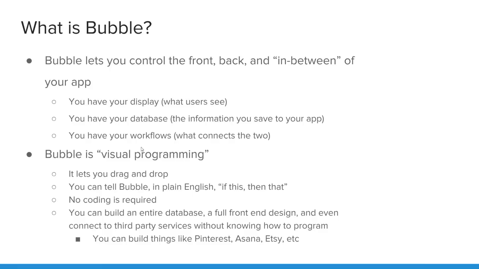Okay, so again, Bubble is visual programming. It lets you drag and drop all of your design elements. You don't have to code or program anything about the way your pages look in your application. As far as the workflows go, in other words, what happens in your app, everything is in plain English. It's in an if this, then that type of logic. You do not need to know how to code to build an app. You can do everything completely without coding.